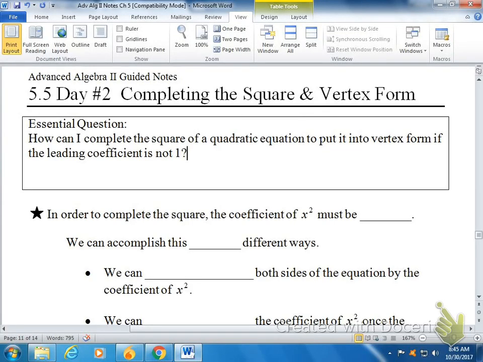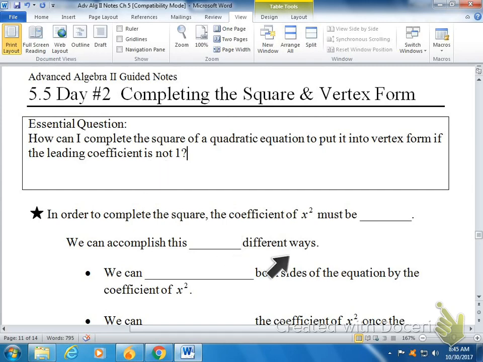Hello. Today we're going to talk about completing the square some more and how to rewrite equations into vertex form. So the essential question today: how can I complete the square of a quadratic equation to put it into vertex form if the leading coefficient is not 1? Last week we concentrated on if the leading coefficient is 1, but now what if it's not? How are we going to take care of that?